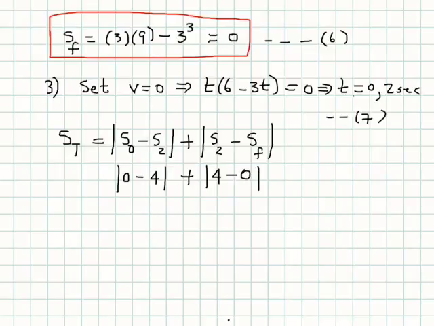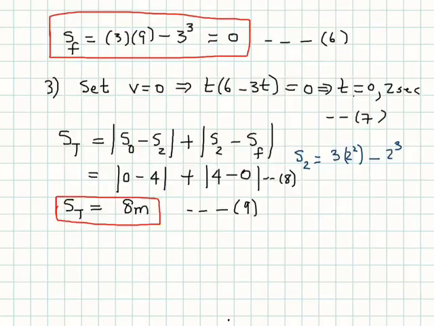Let me just reiterate here. How did I get s2? I'm going to go to that expression for s. It will be 3 times 2 squared minus 2 cubed. And if you evaluate this expression, you'll find that this turns out to be 4. Finally, we see that s total is equal to 8 meters.